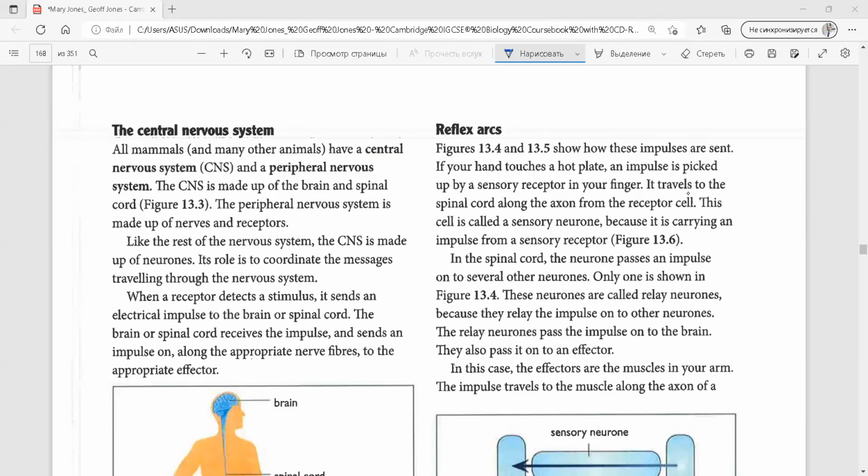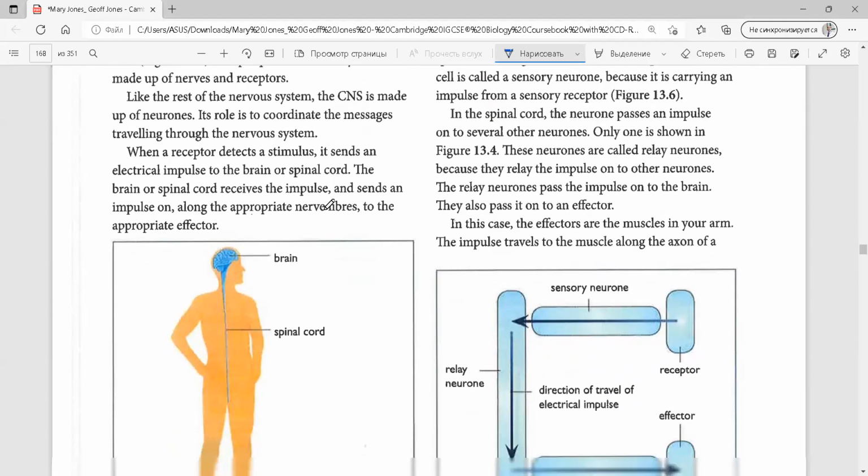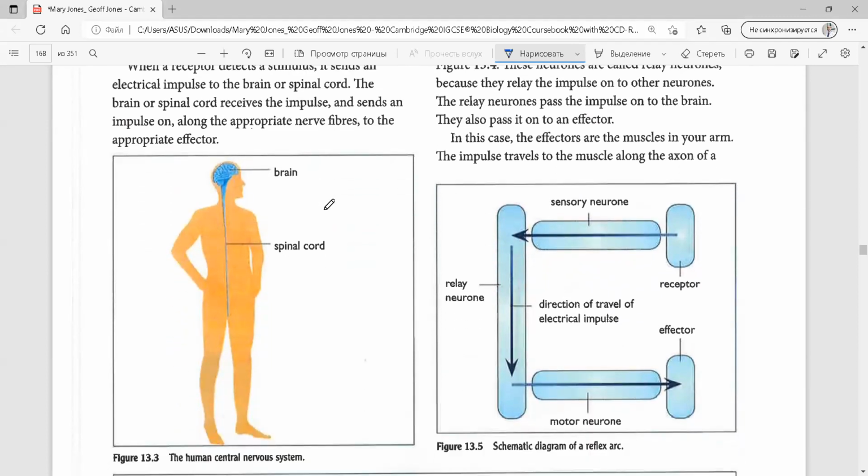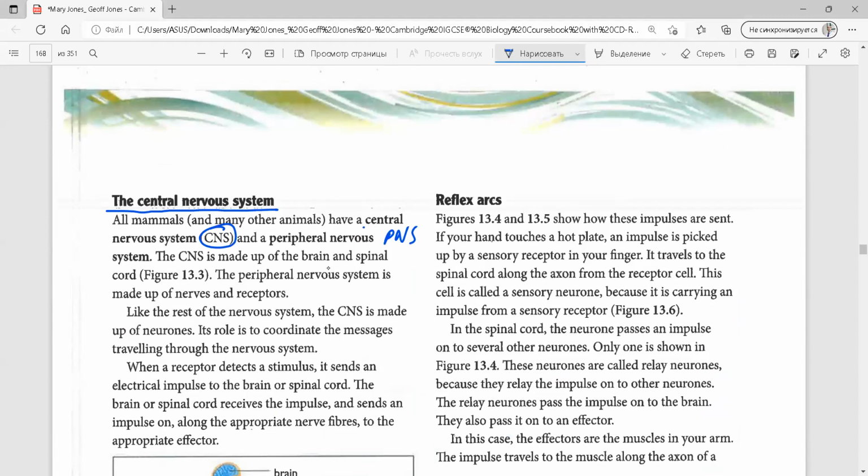Also, I gave you general information about the central nervous system. As we said, it divides into the CNS, central nervous system, and the PNS, peripheral nervous system. And about their parts, we also talked. Here you can see the major organs of our central nervous system. Now we are going to talk about the reflex arc.